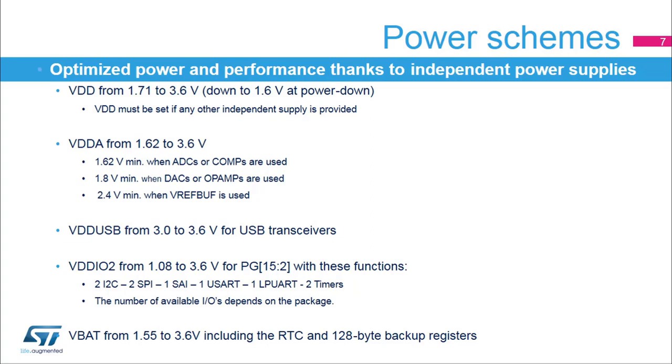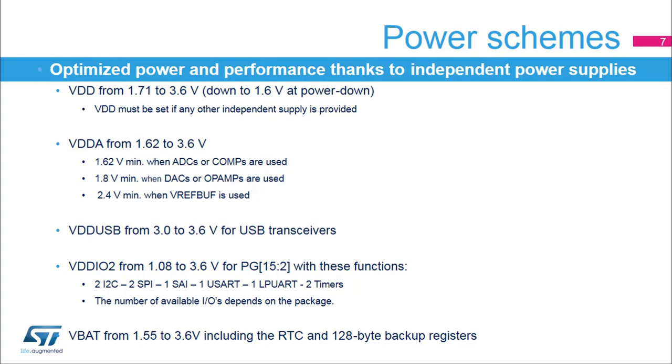The USB power supply VDD-USB can be connected to any voltage other than VDD. When the USB is used, VDD-USB must be greater than 3 volts. 14 IOs of port G, from PG15 to PG2, are supplied by VDD-IO2 independently from VDD. When these IOs are used, VDD-IO2 can be as low as 1.08 volts. Several functions are available on these IOs: I2C, SPI, serial audio interface, USARTs, and timers. The number of available IOs depends on the package.